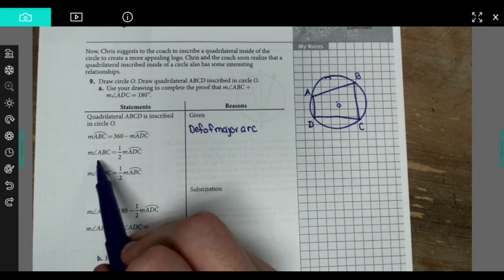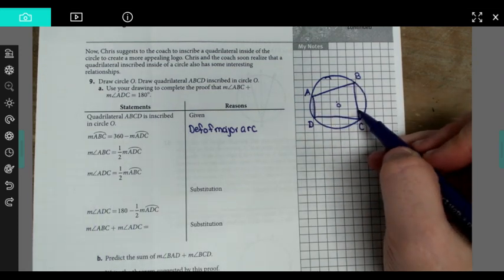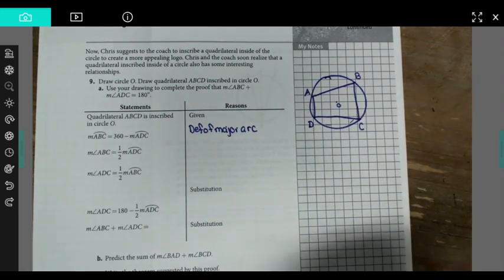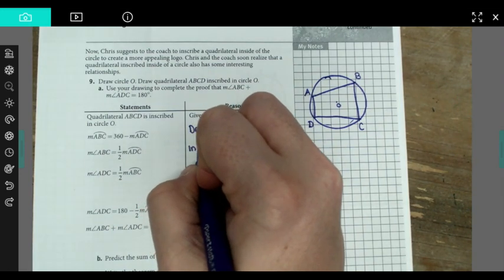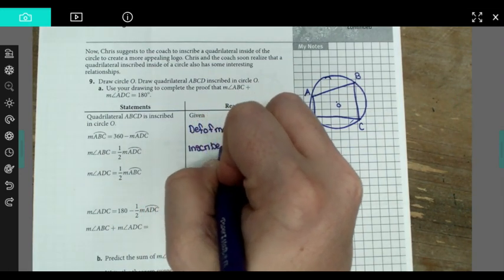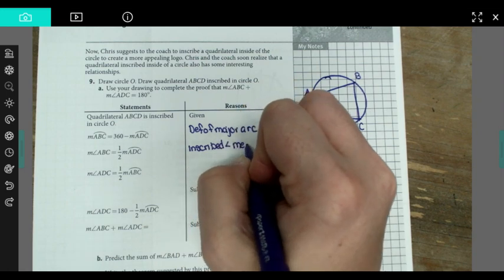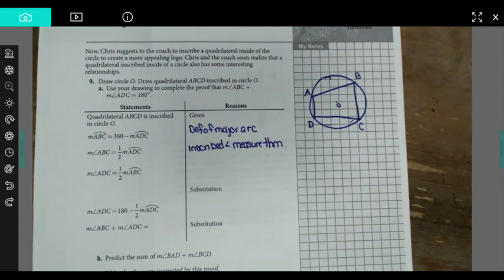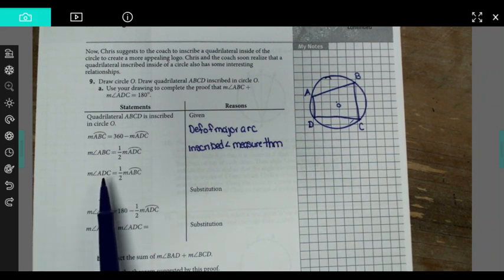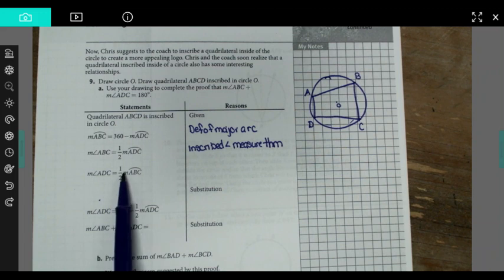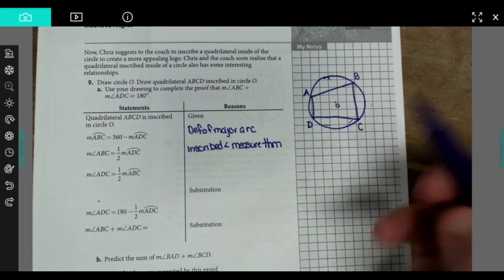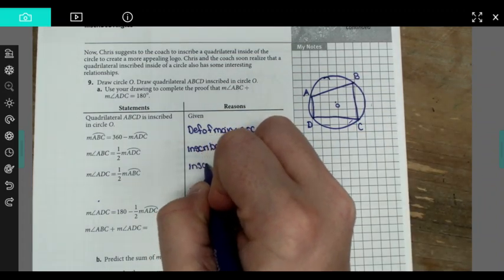We know that the measure of angle ABC equals 1/2 of this arc because that is inscribed angle measure. And this is actually a theorem. It says the measure of angle ADC equals 1/2 the measure of arc ABC. Again, that is an inscribed angle measure.